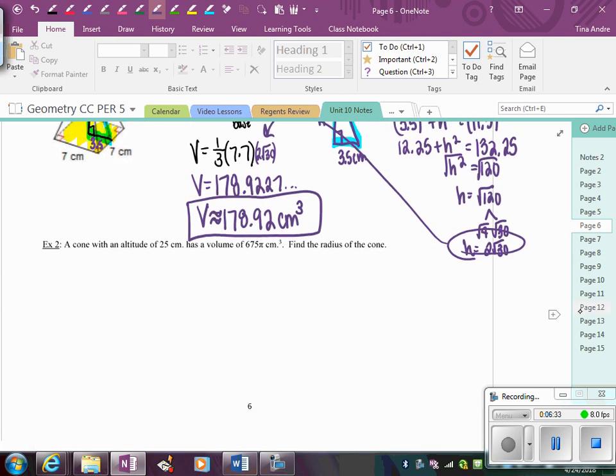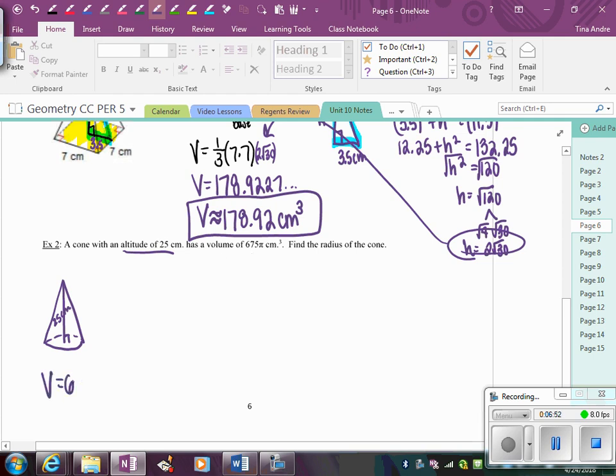This one's a cone, so without a picture, I'm just going to draw in a picture. So we have a cone. The altitude of this cone, so in this case, this is the height, so that's the perpendicular distance here. That's 25 centimeters. And it tells us that the volume of this cone is 675 pi cubic centimeters. We want to find the radius.